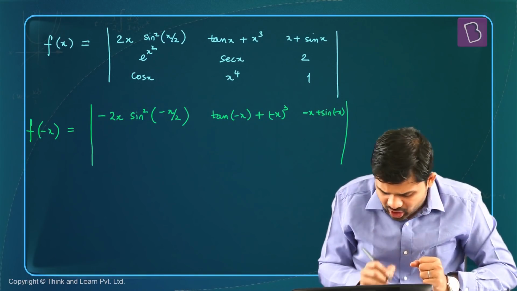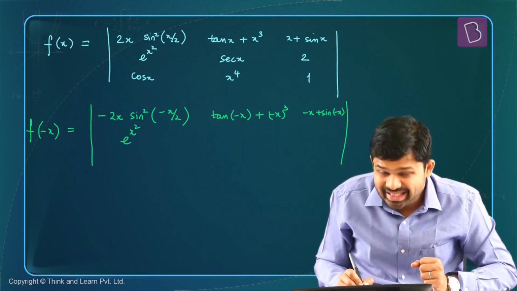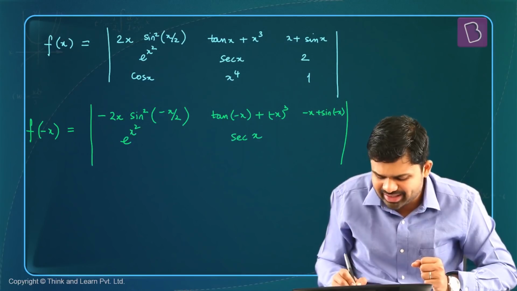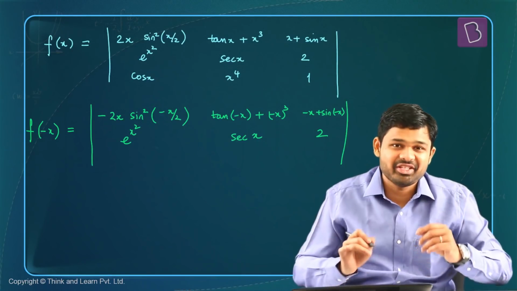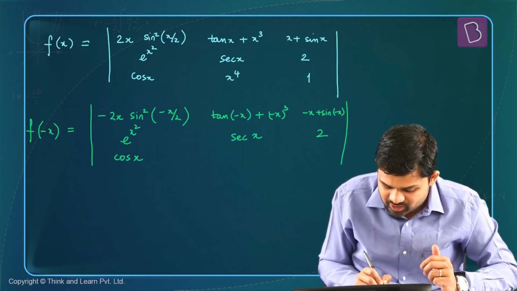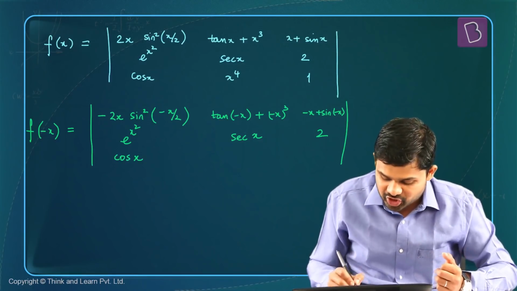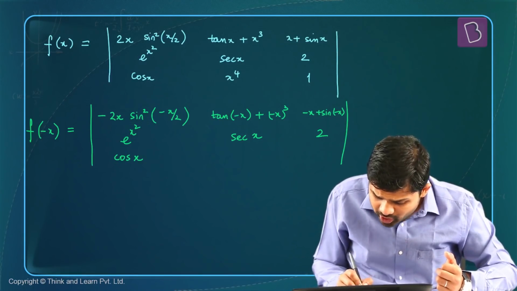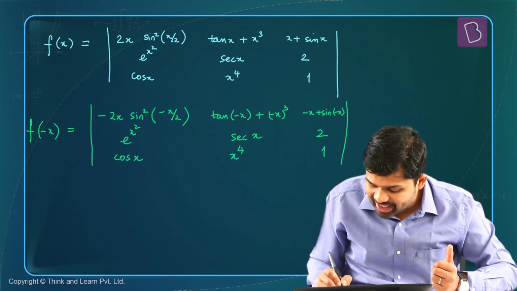The second row, that's going to be e power minus x square, that's going to be just x square. A secant of minus x, well, secant of minus x is secant x because secant is an even function. 2 will be unaffected by whether you have an x or a minus x. Cos is again an even function, so cos minus x will be cos x. X power 4 is also an even function, so you're going to get minus x all raised to 4, which is going to be just x power 4, and then a 1 here.